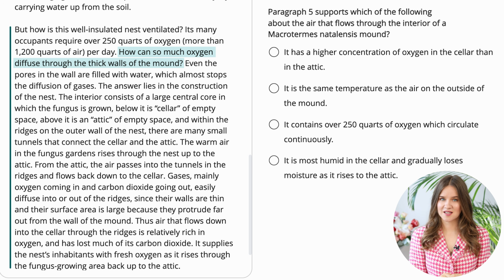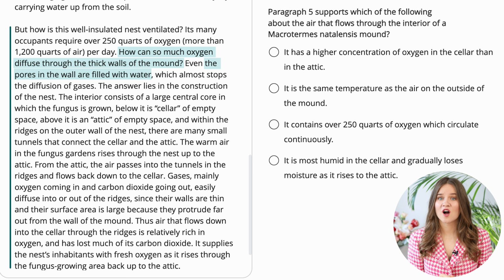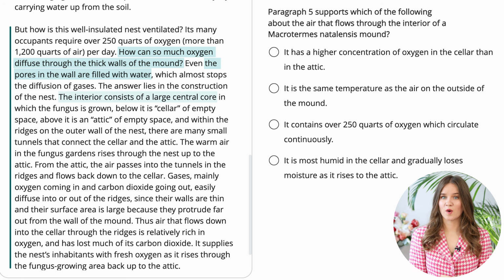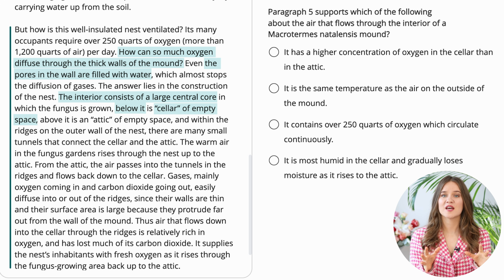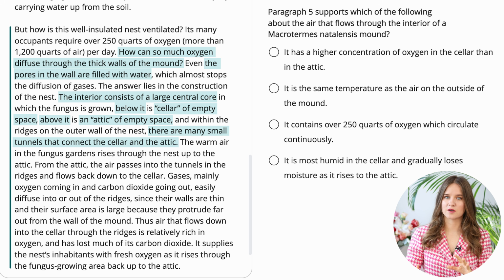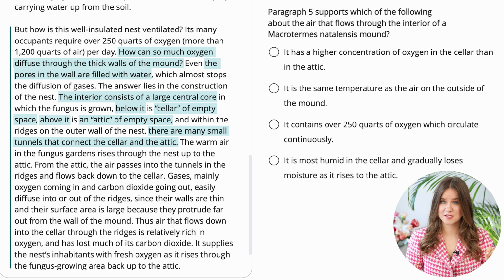The text says, "The pores in the wall are filled with water, while the interior," and this is where I start paying even closer attention, "consists of a large central core with a cellar of empty space below it and an attic of empty space above it." We also learned that there are many small tunnels connecting the cellar and the attic. Now, what happens to the air is this.